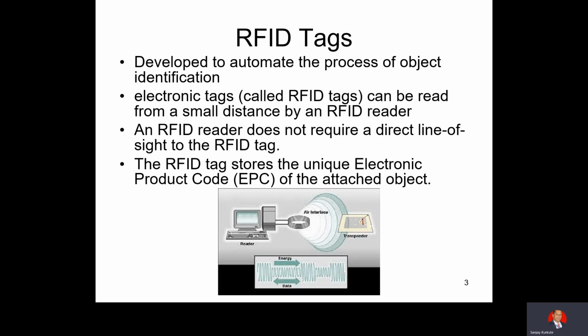To automate the process of object identification, electronic tags called RFID tags can be read from a small distance by an RFID reader. The RFID reader does not require a direct line of sight to the RFID tag. The tag stores a unique electronic product code for the attached object.